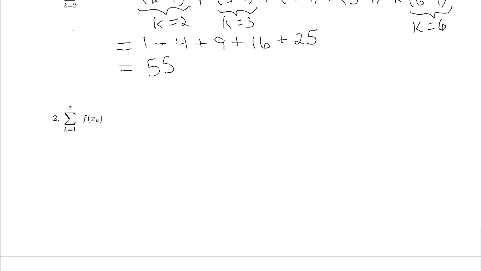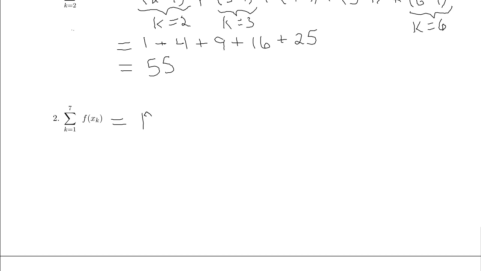So this one in example 2 is saying we start from k equals 1 and we go all the way up to k equals 7. So 1, 2, 3, 4, 5, 6, 7. And when we're plugging in for k, well, there's really only one spot where k appears. It's a subscript of our x. So that's all we're going to be able to plug into.